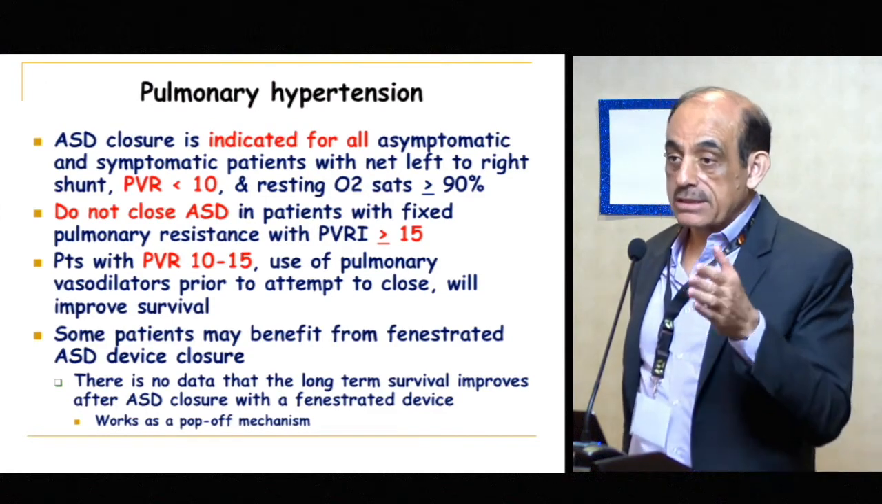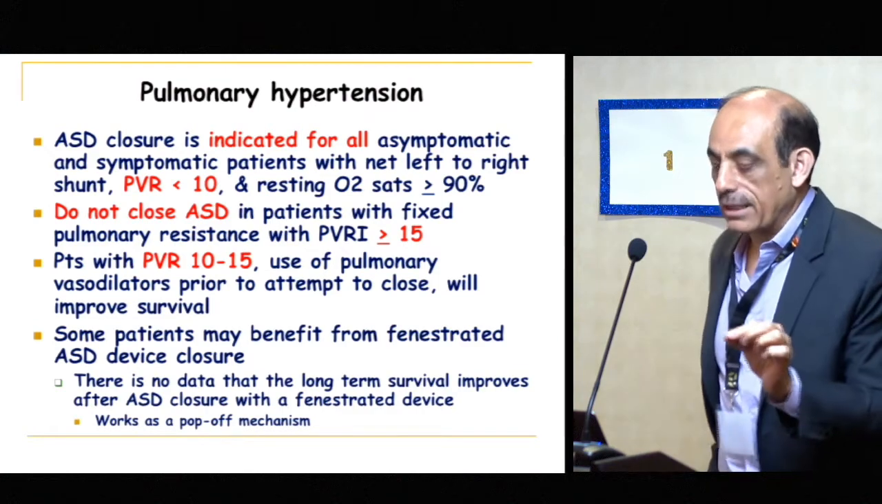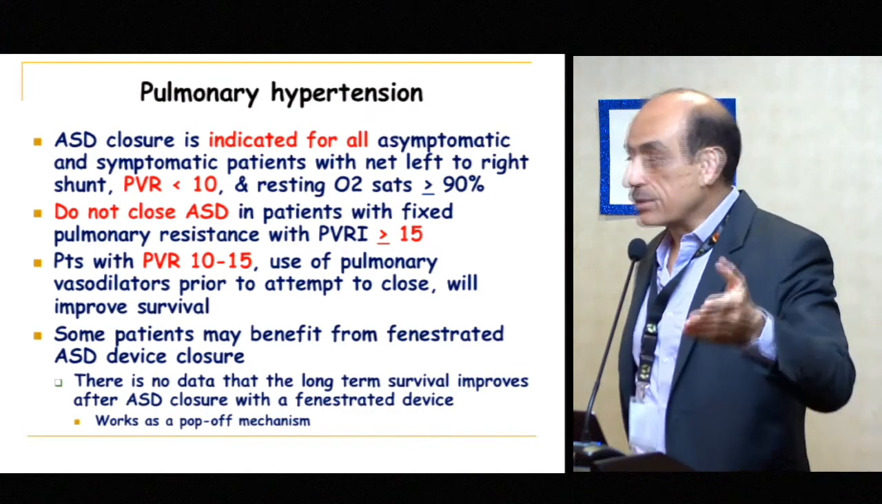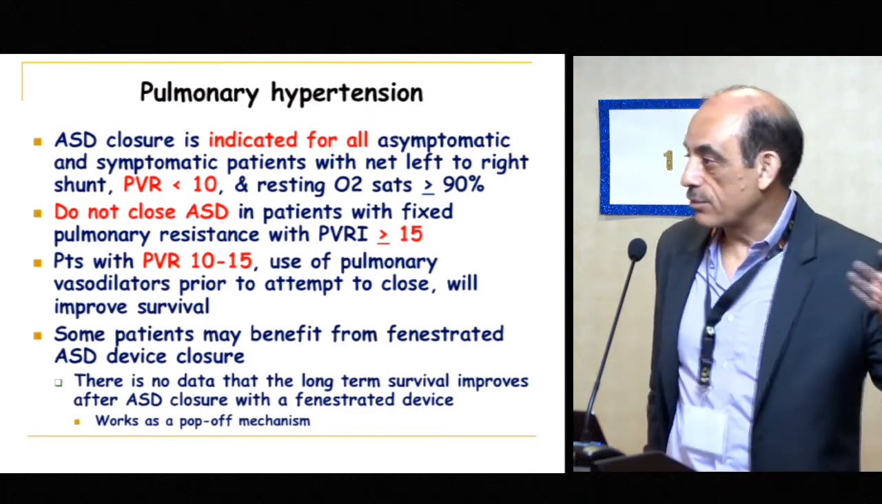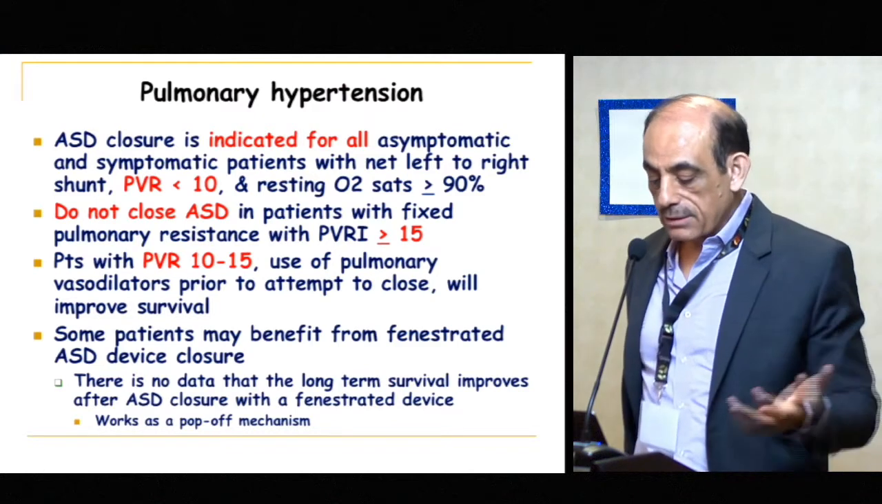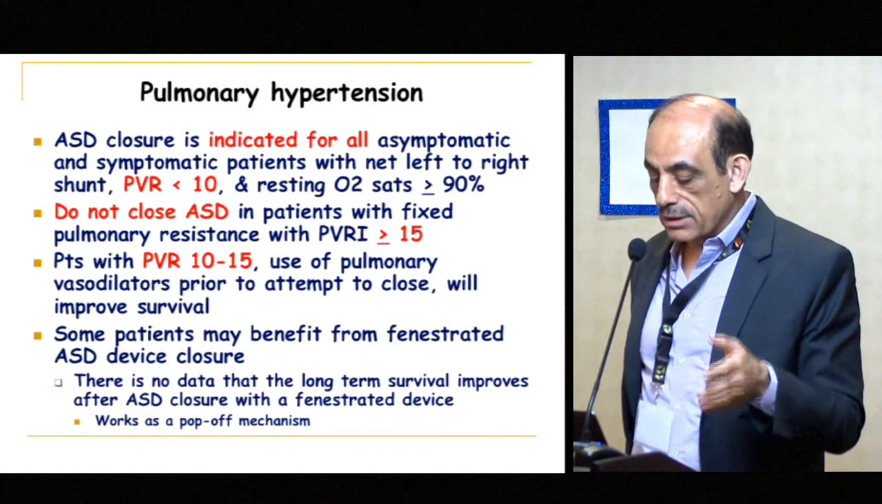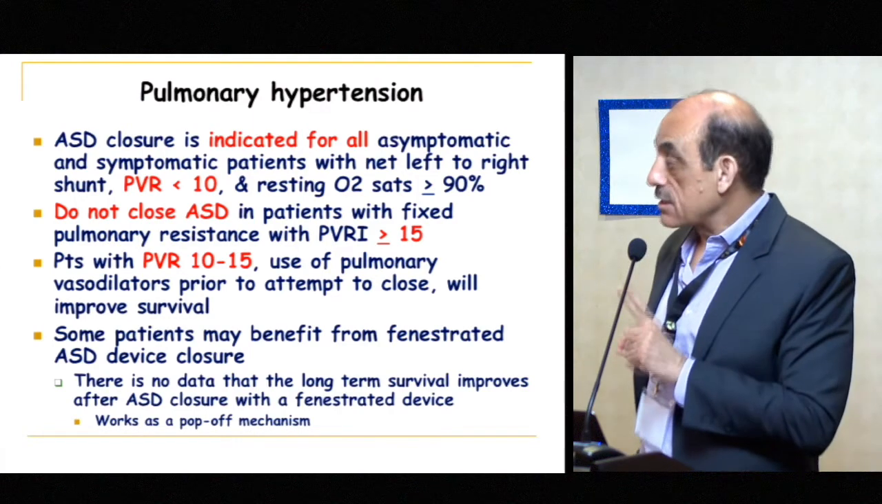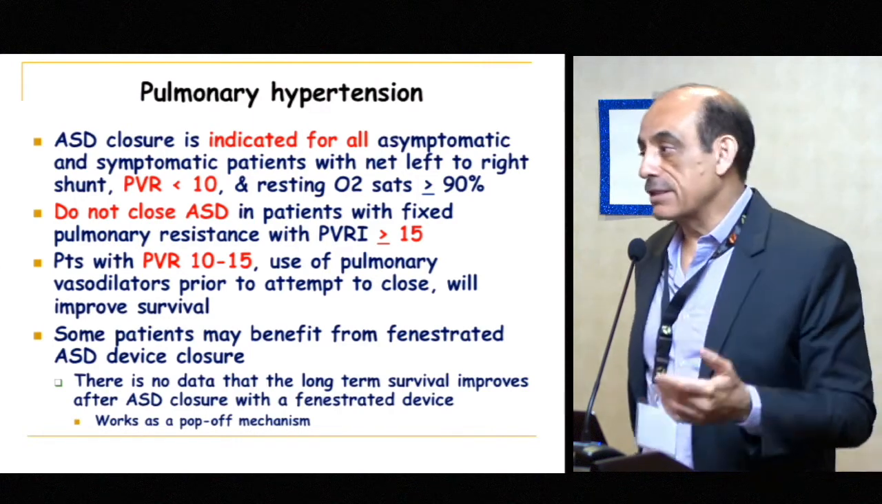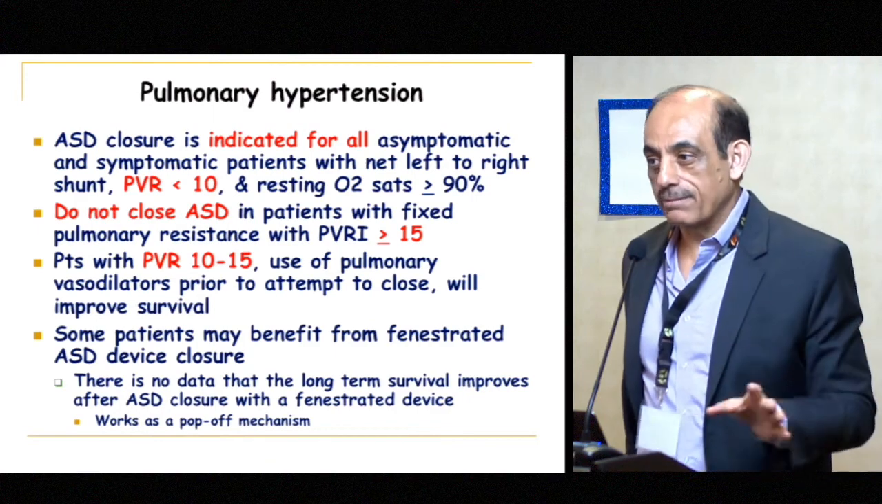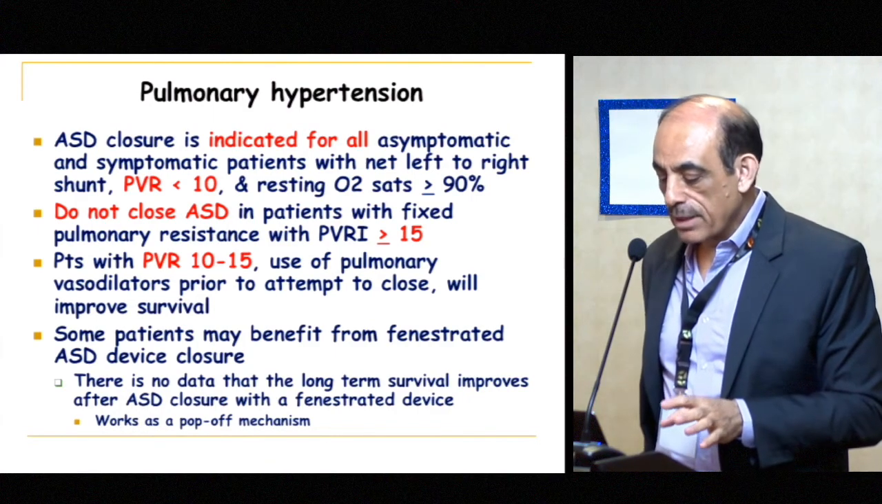If the PVR is less than 10, now you can argue with that. That's why I put that in red. People will say 7. Okay, some people will say 6 because they have seen bad things, okay? But in general, if the PVR is less than 10 Wood units and the resting O2 SATs are above 90, if the patient walks and his SATs are at 88%, you have to worry. Should I really close this ASD?